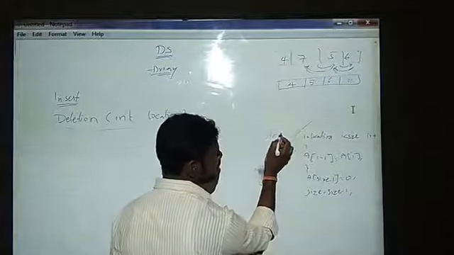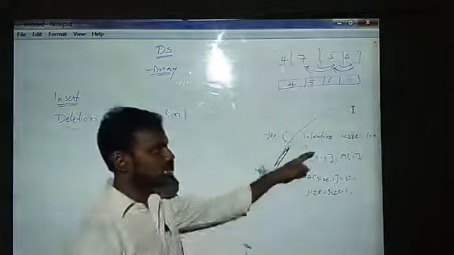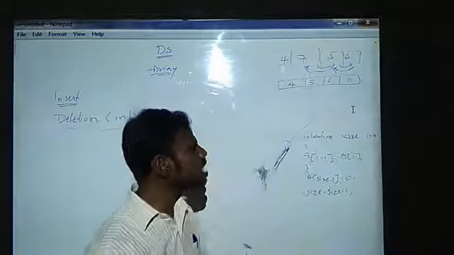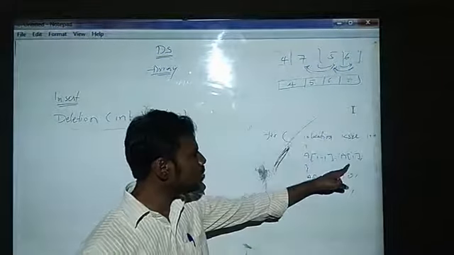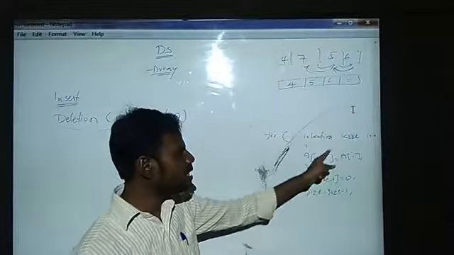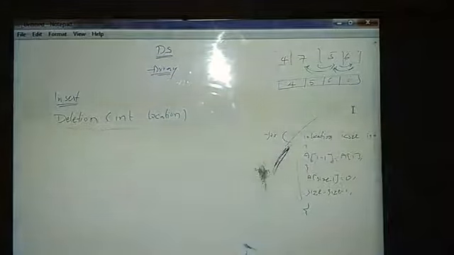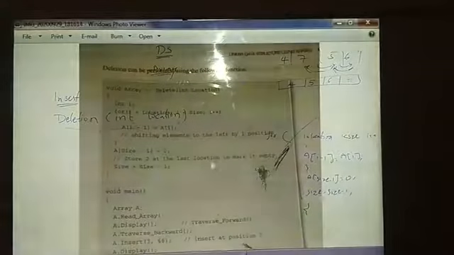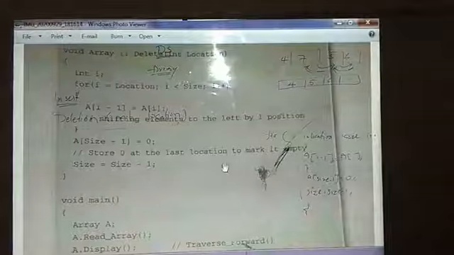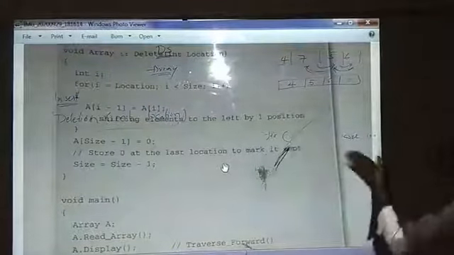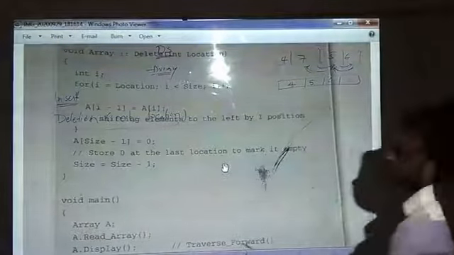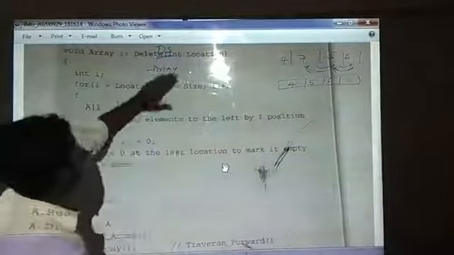See here, for i equals location. From whatever location you specify, I will be moving the elements into the previous positions. Suppose I implement this process, what will happen? Just go to the coding part, and you can understand it easily. So this is the coding part. Directly I will go with the example in order to understand this.